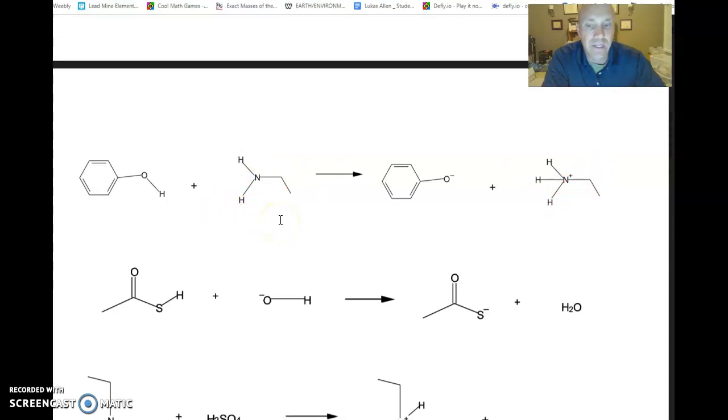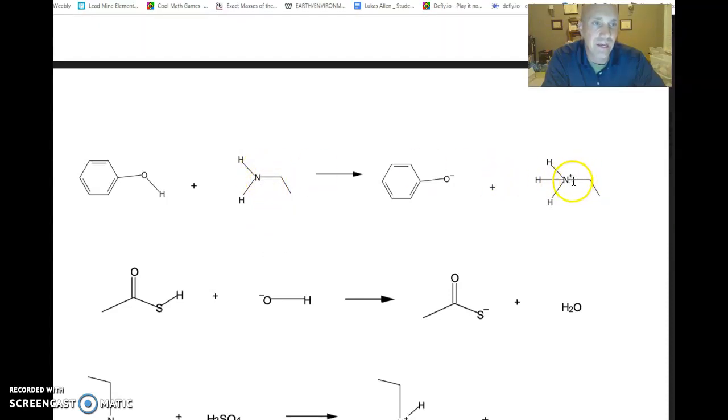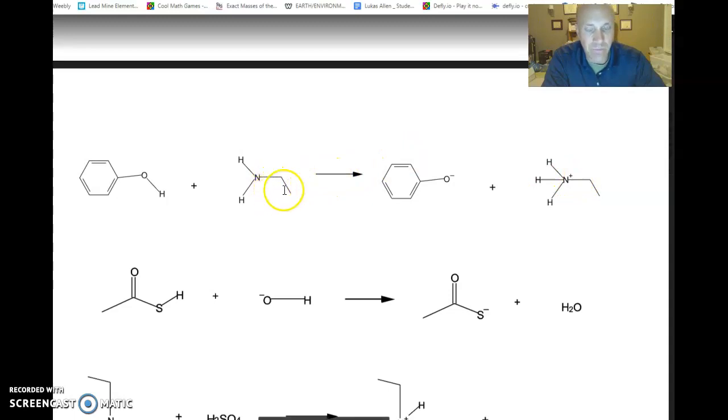Even though your A minus is generically A minus, it doesn't literally mean that it's got a minus charge. It just means relative to the thing that has the hydrogen, that would be true.